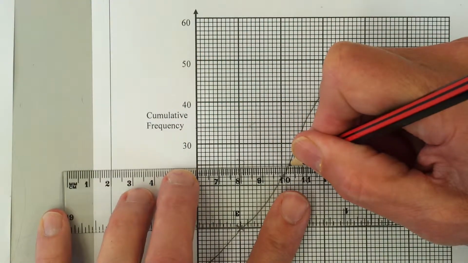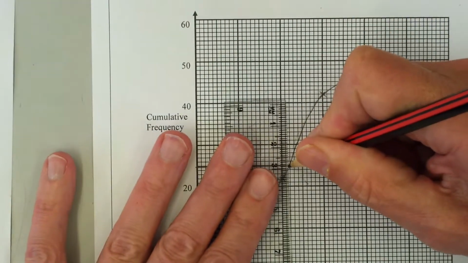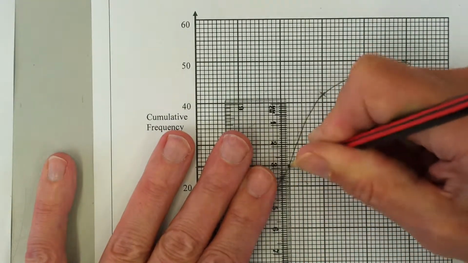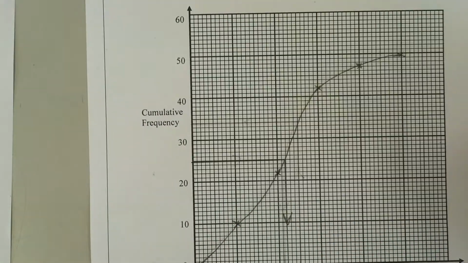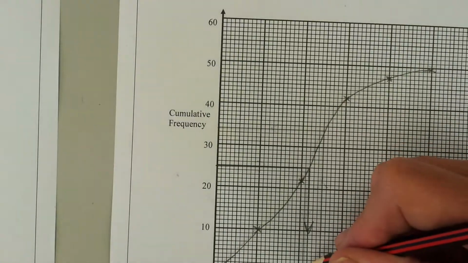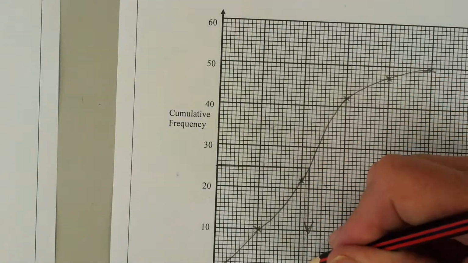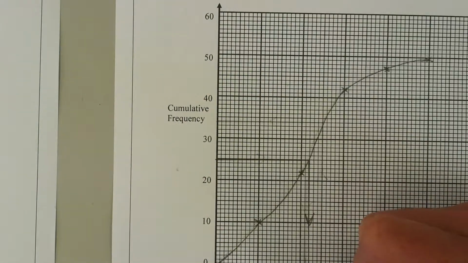We'll go across the 25 and down. And that is on a value of 42. So I got 42 for that. So that's the median equals 42.